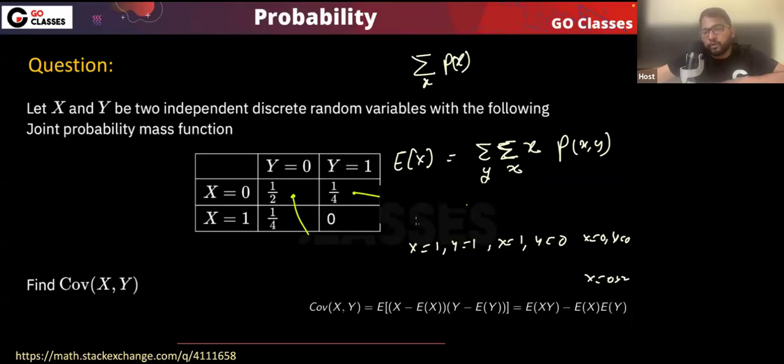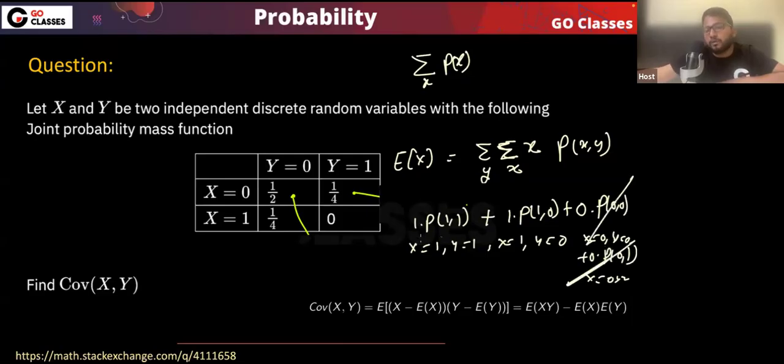First pair will be 1 into p of 1, 1. Second pair will be 1 into p of 1, 0. Third pair will be 0 into p of 0, 0, plus 0 into p of 0, 1. So these will get cancelled out. Only p of 1, 1, where x is 1, will remain, right? Okay. So similarly, you can find out EY, and then you can find out EXY.